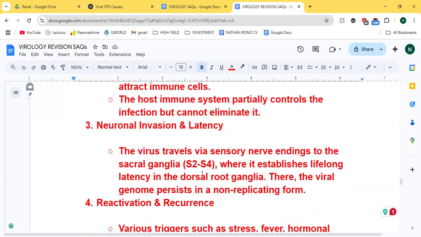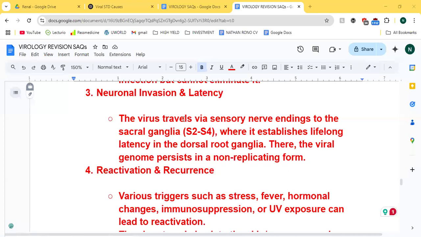Okay, sacral ganglia. Where does herpes simplex 1 stay latent? Considering it is an upper respiratory tract infection, where does it stay latent? Which ganglia? Trigeminal ganglia. Very good. So here, this one is a sexually transmitted infection, so it will stay latent in the sacral ganglia.